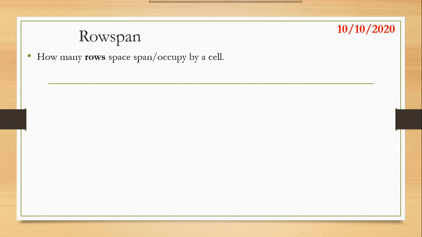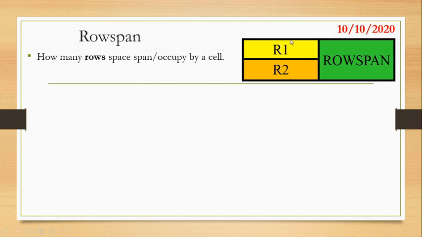Now look at this table. In this table we have two rows, first row and second row, and two columns, first column and second column. Now look at here, this is one single cell. It is occupying the space of two rows, first row and second row. That's why we have to use Rowspan over here.